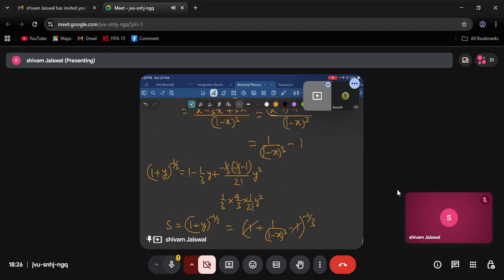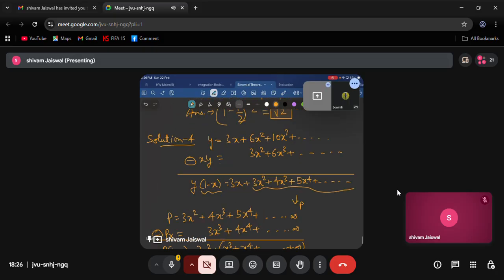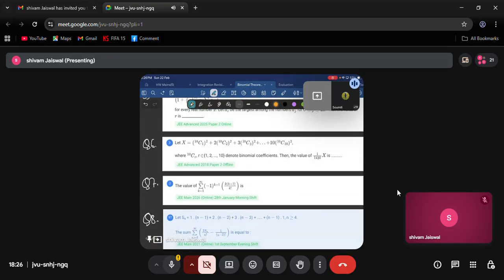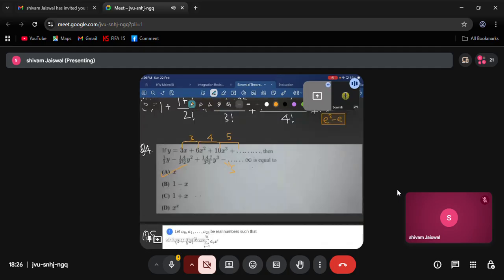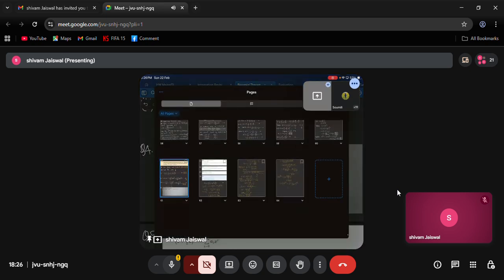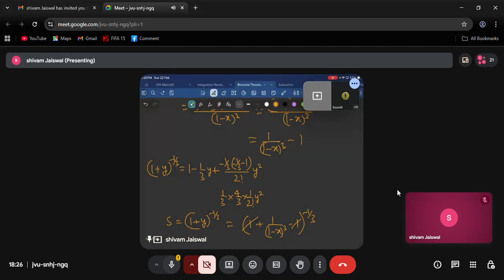Okay, so wait a minute. It is starting with 1 by 3 into y. Are you getting, everyone? Basically, this is not S. I mean, S is not 1 plus y whole to the power minus 1 by 3. Add, subtract 1. We have to add, subtract 1. Okay, wait a minute.